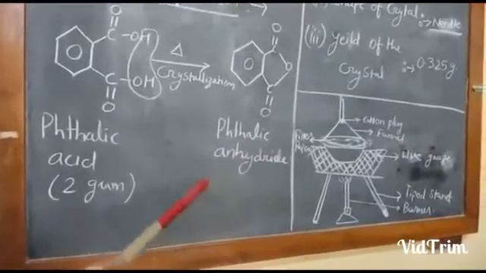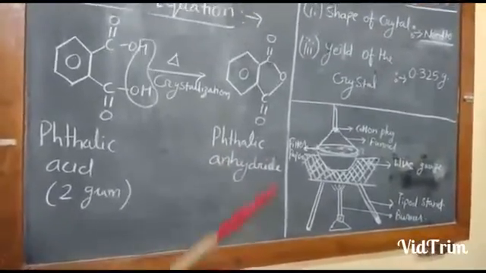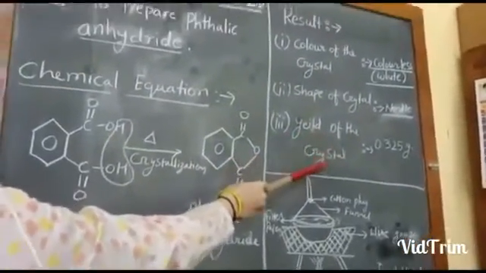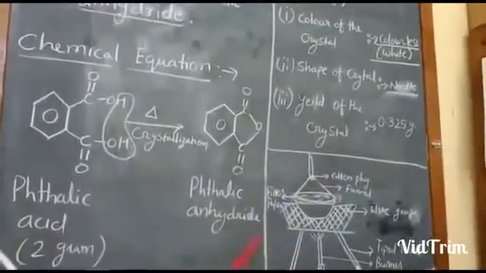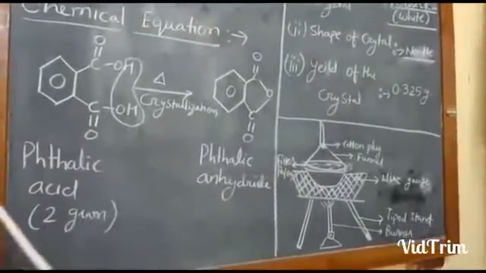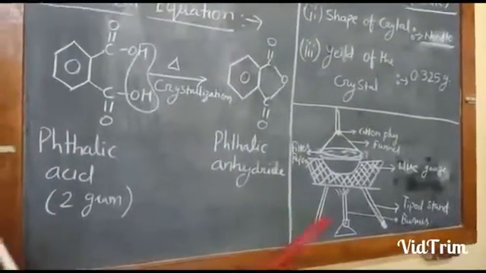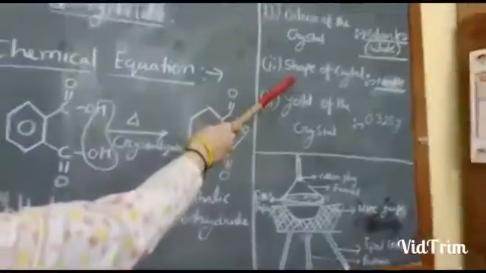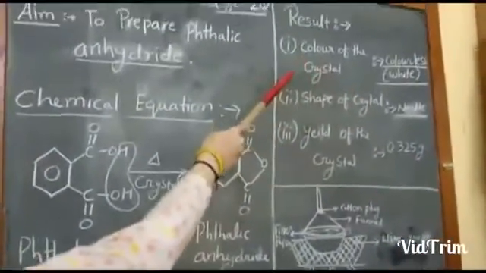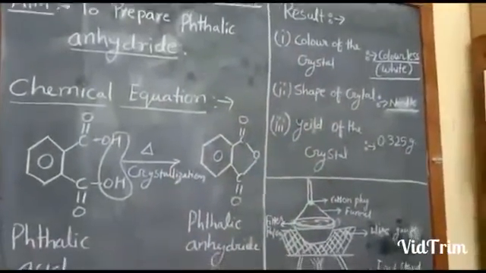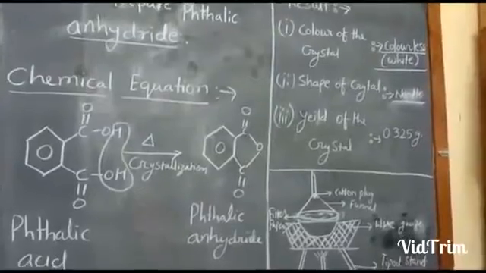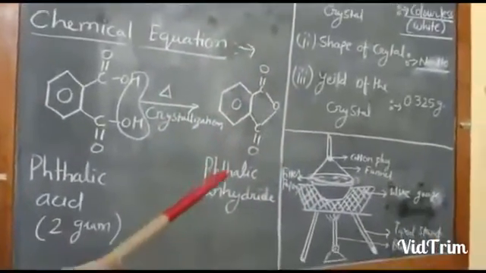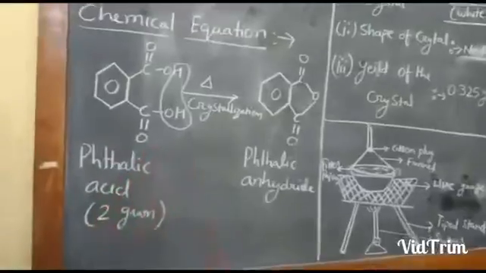And the weight of phthalic anhydride crystals you should mention in the third point of result, that is yield of the crystal. It depends how much amount of crystal is generated. Shape of the crystal is needle shape and color of the crystal is colorless or white. Clear? So this is the complete procedure for synthesis of phthalic anhydride from phthalic acid.